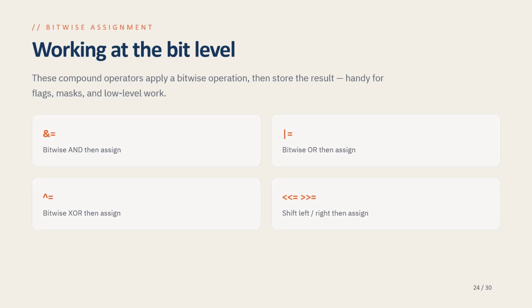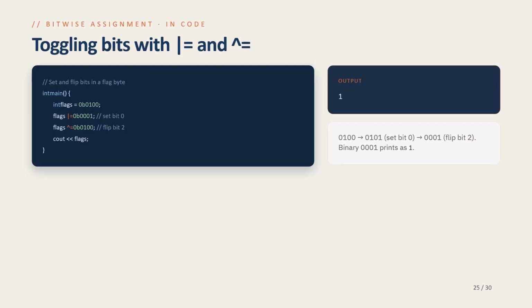The bitwise assignment operator combines bitwise operations with assignment. These are mainly used in low-level programming and are less common in beginner-level applications. Here is the example for bitwise assignment. This example demonstrates how bits are set and toggled using bitwise operators.